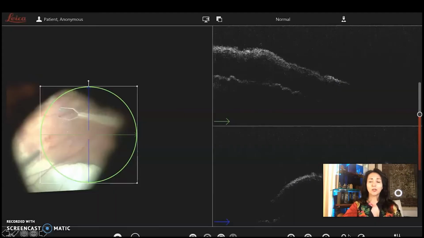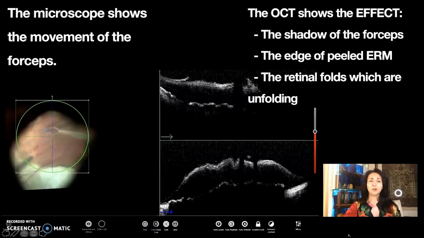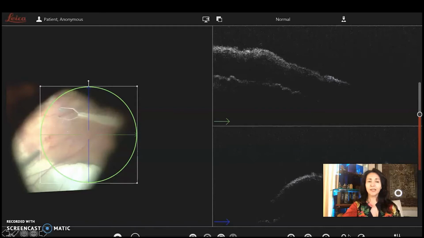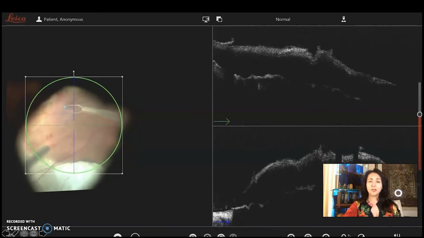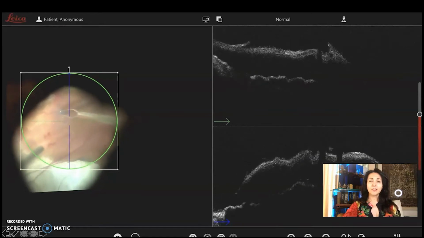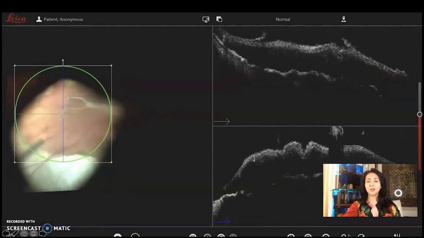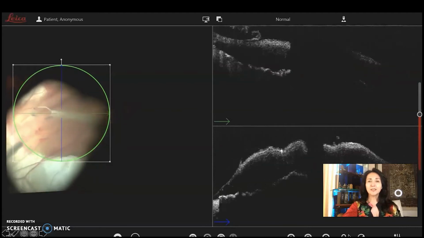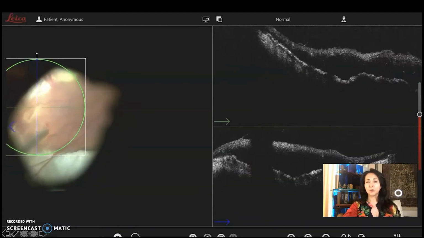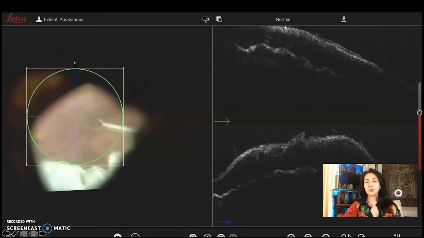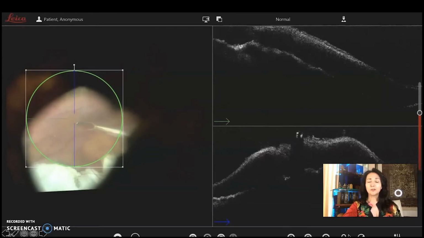So this is new concept for intraoperative OCT. The microscope shows the movement, while the OCT shows the effect of the movement. It shows the shadow of forceps, the edge of peeled epiretinal membrane, the retinal folds which are unfolding. Again, you see on the left the forceps performing certain movement, while on the right you don't see your hand, you don't see the instrument, you see the effect of your movement on the tissue. You see the epiretinal tissue, you see the folds of the retina which are unfolding.